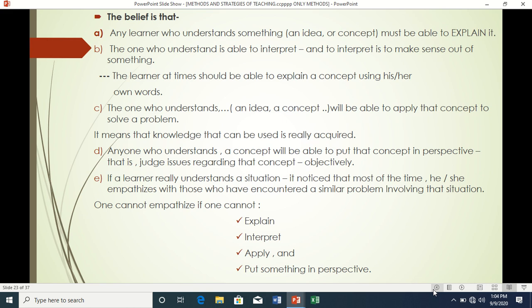It means that knowledge that can be used is acquired. The knowledge that we use is acquisition of knowledge. When we acquire, somebody will tell you that wisdom is applied knowledge. It is the knowledge that you have that you are applying. And when somebody is able to do that, this person is wise. Wisdom is applying knowledge.